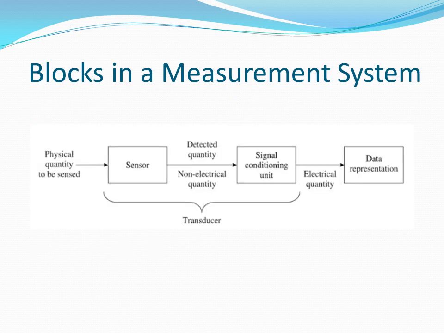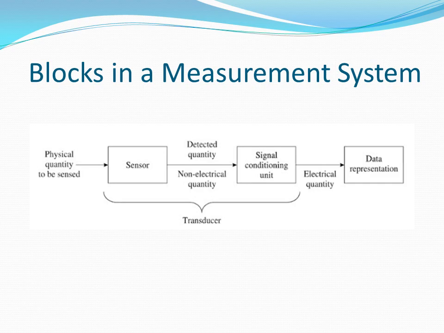We'll see some of the basic blocks in a measurement system, where you give a physical quantity to be sensed to a sensor, for example a strain gauge or a thermocouple. This sensor will convert the physical quantity into an electrical or non-electrical quantity, whatever it may be. Then it is taken to a signal conditioning circuit. From this block diagram we can say that the combination of a sensor and signal conditioning is a transducer, and from the signal conditioning it is taken to a data representation format.